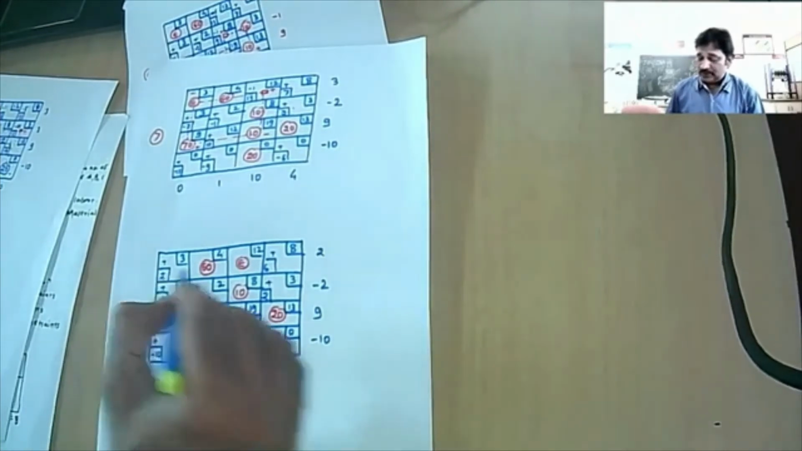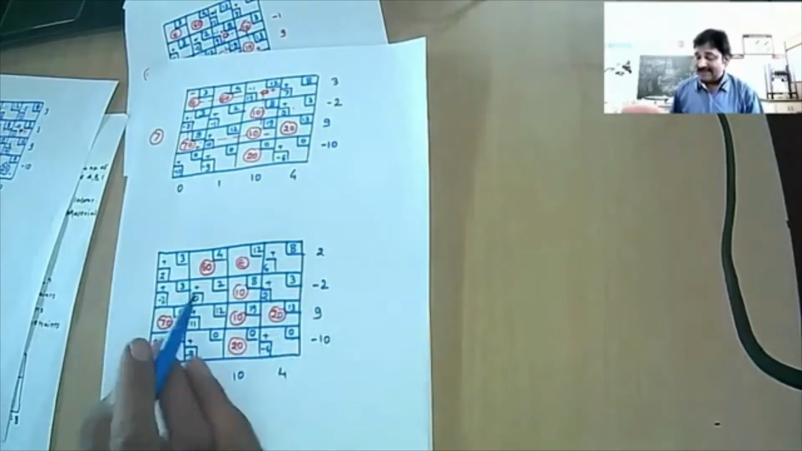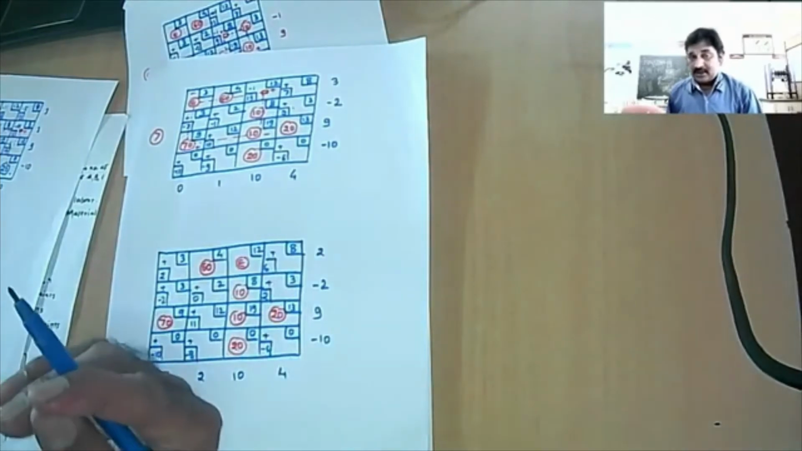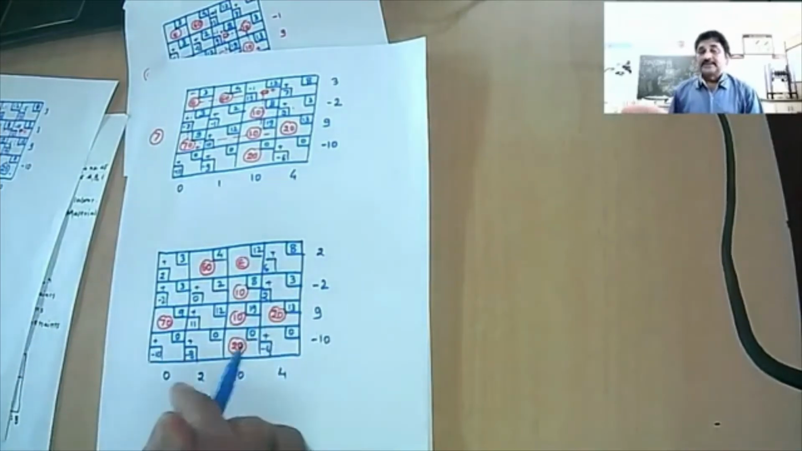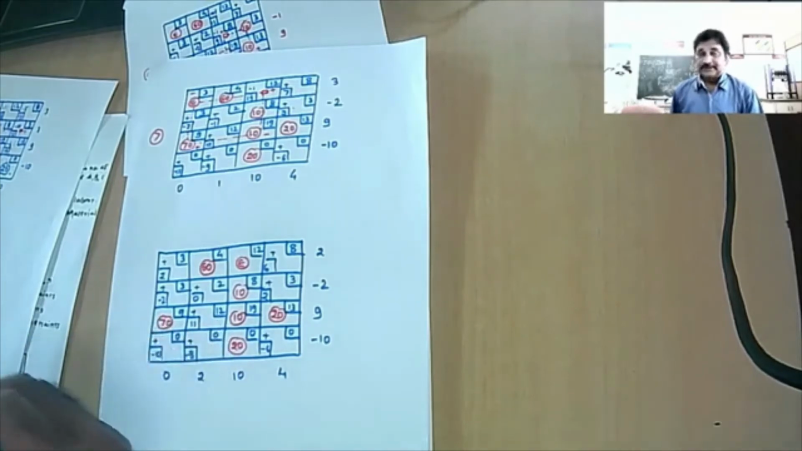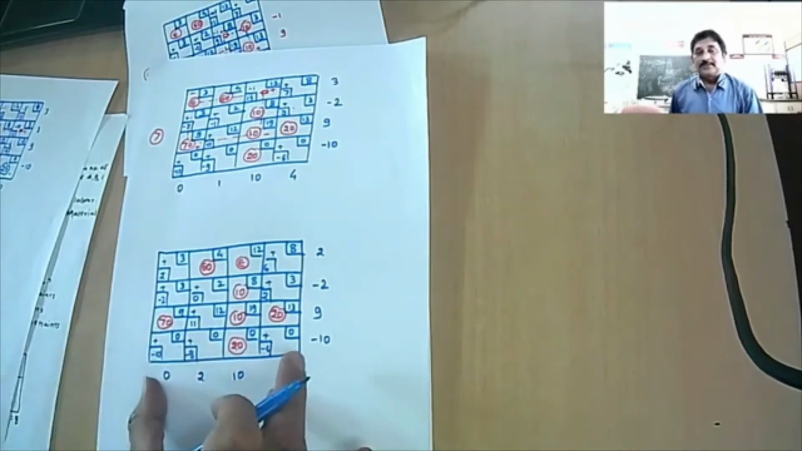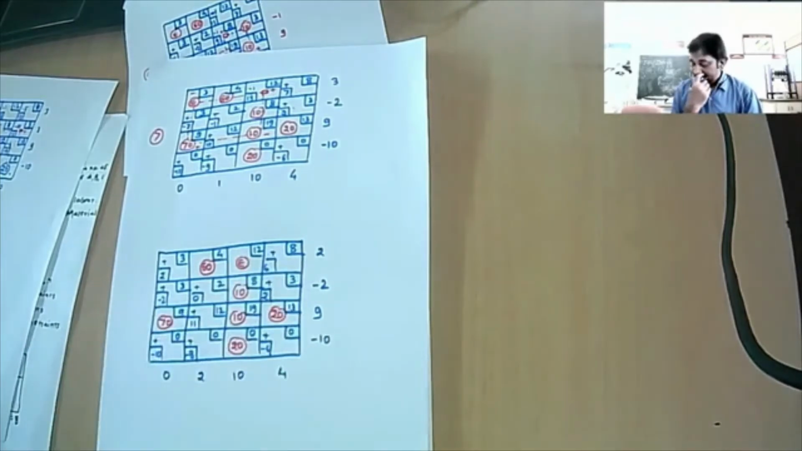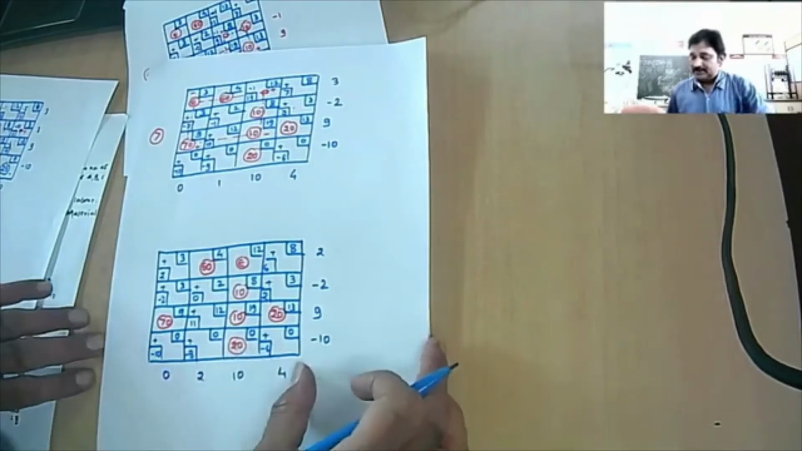That means if you do allocation in any of these empty cells, even a small quantity, it is going to increase the transportation cost. So this is optimal. There is no potential cell where you can do the allocation for reducing the cost. So this is the optimal schedule of allocation.